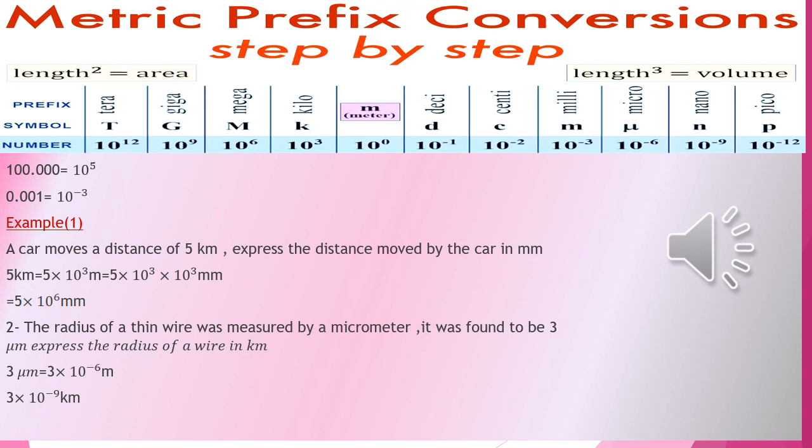Another one, example number 2. The radius of a thin wire was measured by a micrometer and found to be 3 micrometer. Express the radius of the wire in kilometer. First, we must convert micrometer to meter. As we said, micrometer to meter is times 10 to the power negative 6. So 3 micrometer to meter, times 10 to the power negative 6. Meter to kilometer: as we know, kilometer to meter is times 10 to the power 3, so meter to kilometer is 10 to the power negative 3. Okay, we move the negative.